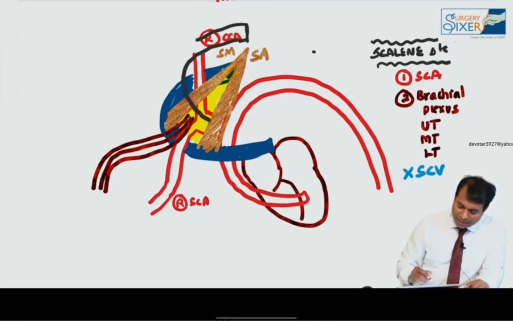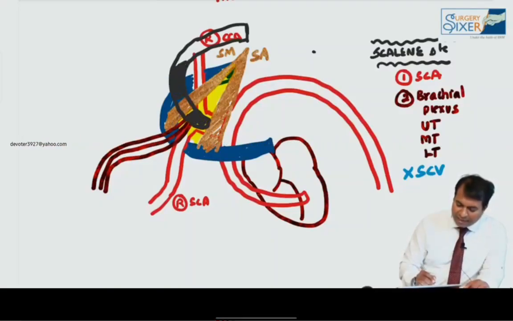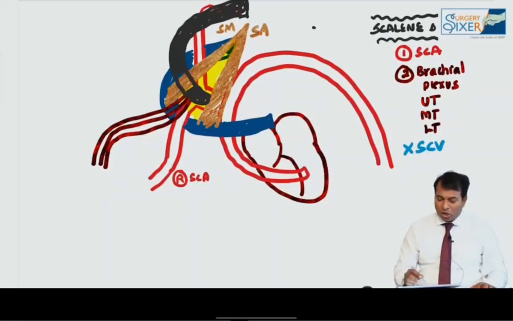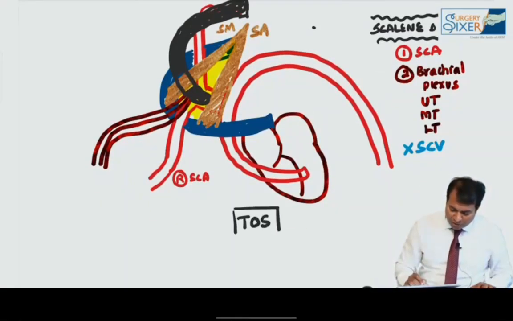If it comes like this, it will occupy this triangle. Please see the picture, how it is occupying. If it is coming like this, it will occupy the scalene triangle and compress it. Either it is a rib or a cord or something, it will compress the scalene triangle and cause a syndrome known as thoracic outlet syndrome.